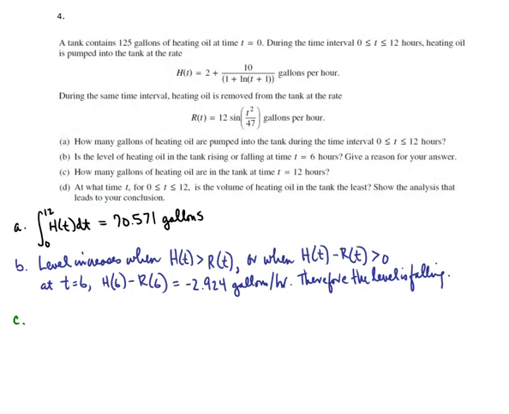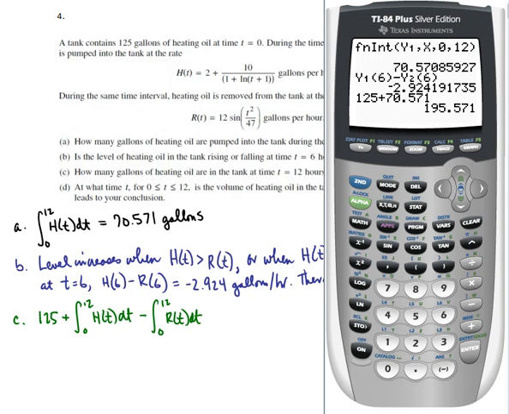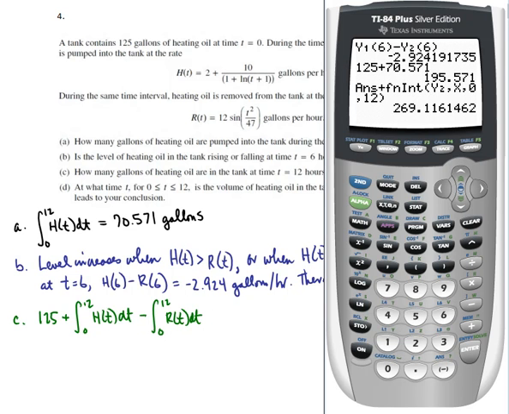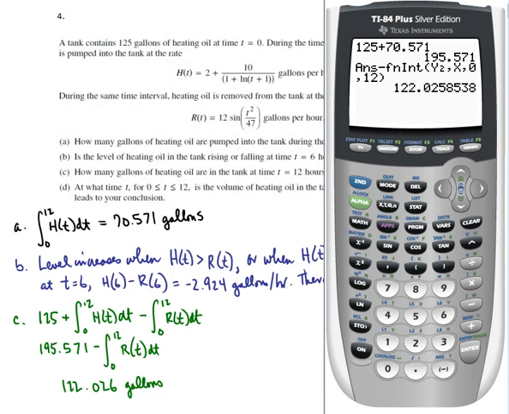And we had 125 gallons to start with. So we have 125 plus the integral from 0 to 12 of h of t dt. That's the amount of oil that's been added, minus the integral from 0 to 12 of r of t. That's the total amount of oil that has been removed from the tank. So we'll bring in the calculator. And 125 plus 70.571 is 195.571. And we add to that the integral of r of t, which is in y2, from 0 to 12. And we get 269.116. Sorry, we should subtract that. And that's our answer.